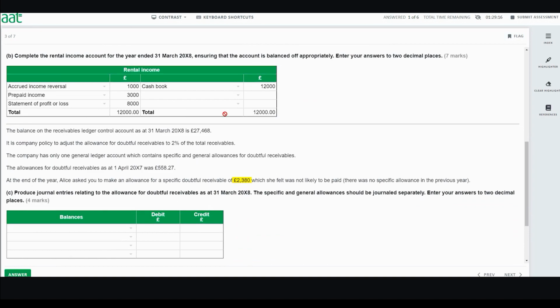Then what we've got to do is work out what we've got to do regarding the provision. So remember to calculate the provision. You start with your total receivable, take off the bad debt, the one that we are most certain we're not going to receive. So 27468 minus 2380 gives you 25088, and they want to make a provision of 2%.